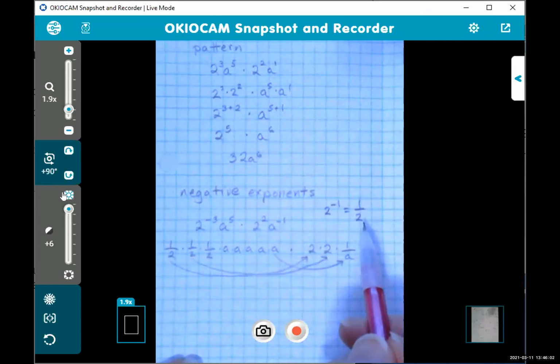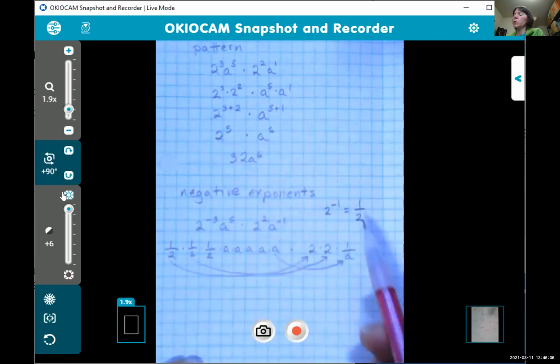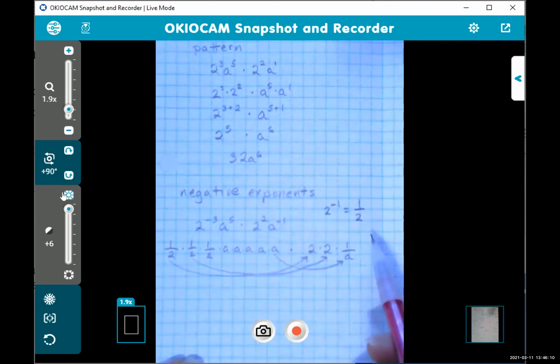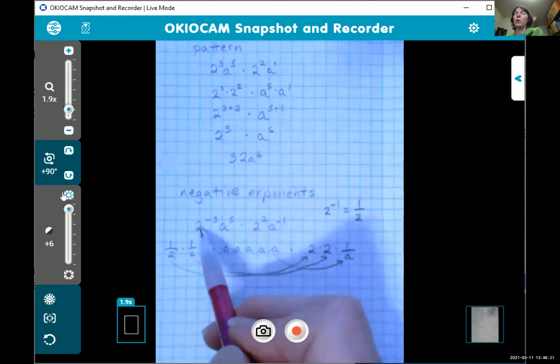Yeah. Okay, and this is 2 to the negative third, which is 1/2 times 1/2 times 1/2. Does that make sense? Would you do that with any number? Sure. So if this was 4 to the negative third, it would be 1/4 times 1/4 times 1/4. If this was 4 instead of 2.